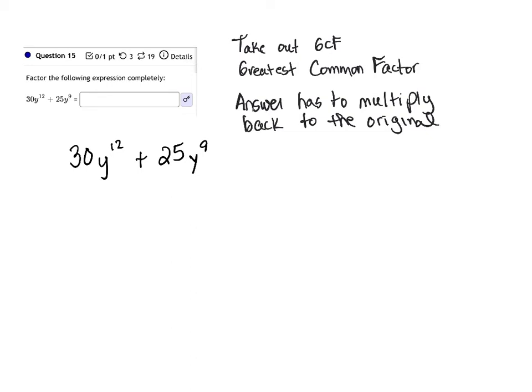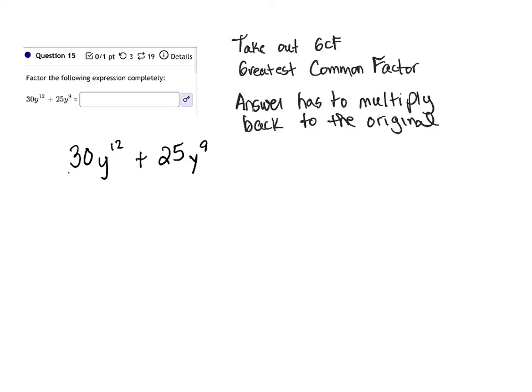We're going to take out the greatest common factor out of this binomial, 30y to the 12 plus 25y to the 9th. We're going to look at the coefficients, the 30 and the 25 first, and take out the biggest number that's common to both of those. And then we're going to look at the variables and see the largest that we can take out there.